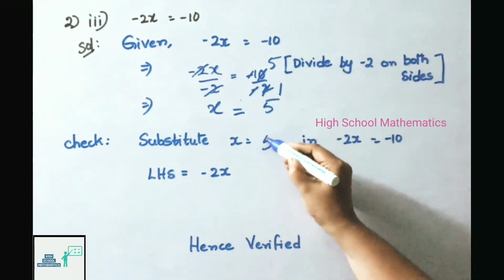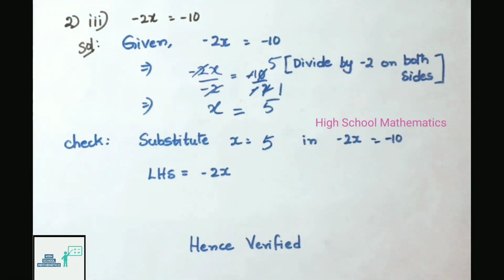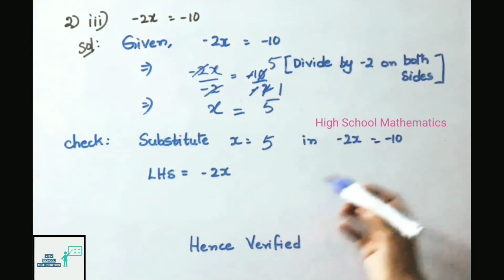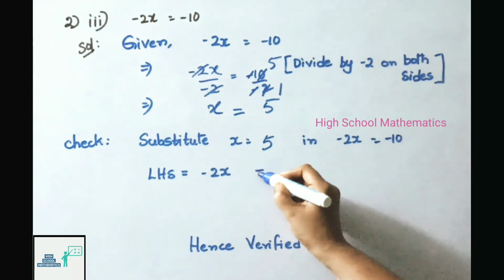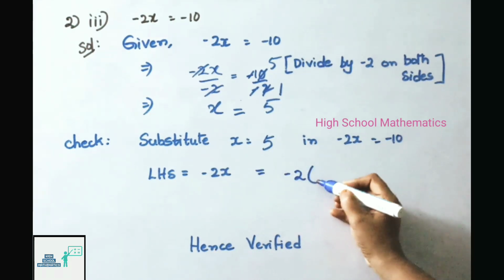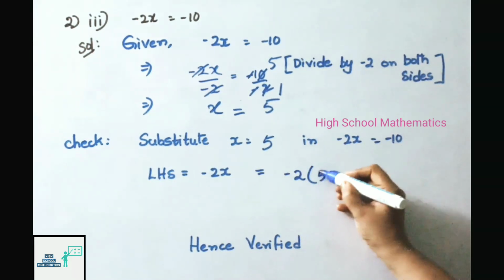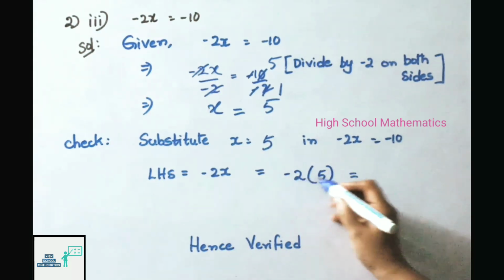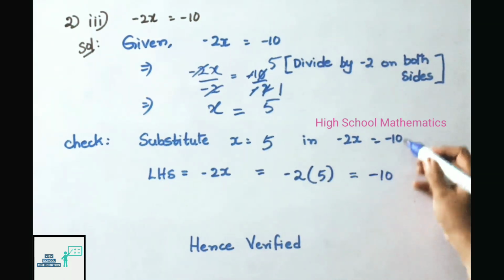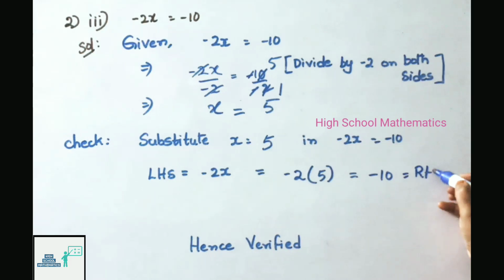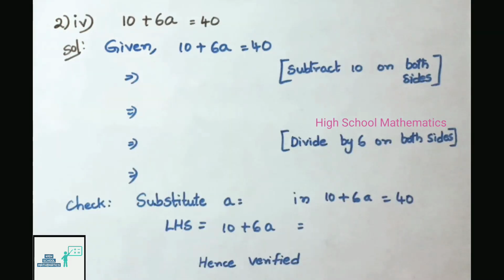Substitute x equal to 5 in the given equation, minus 2x equals minus 10. We have taken the LHS value, that equals minus 2x, that equals minus 2 into x value 5. That equals minus 2 into 5, that is minus 10, which is equal to RHS. Therefore LHS is equal to RHS, hence it is verified.